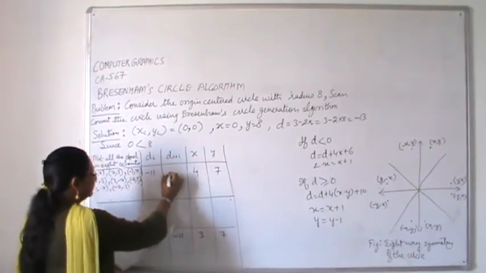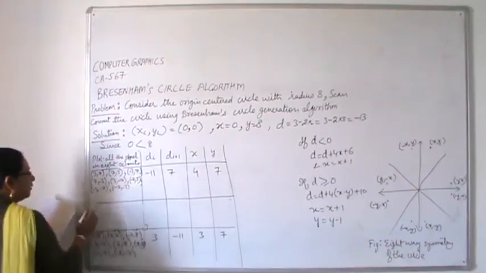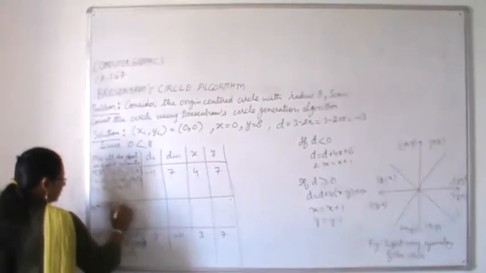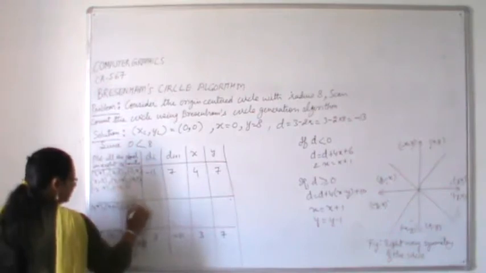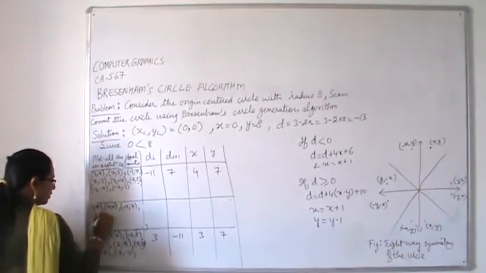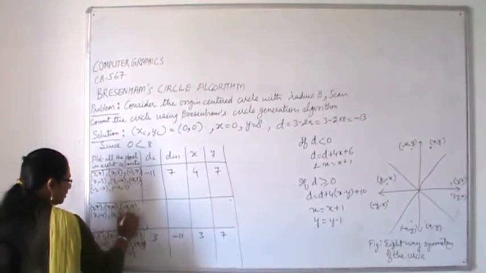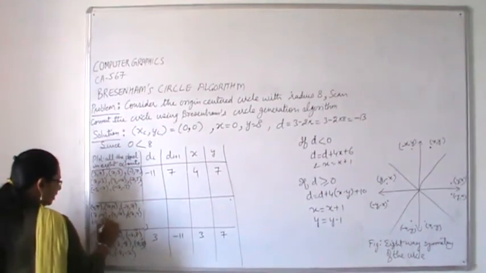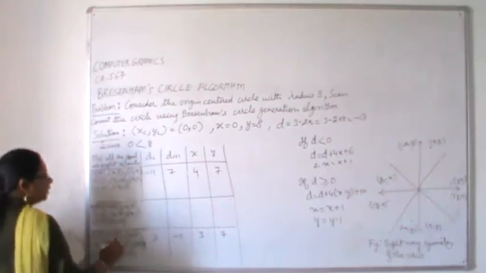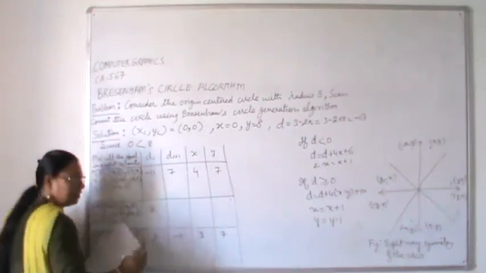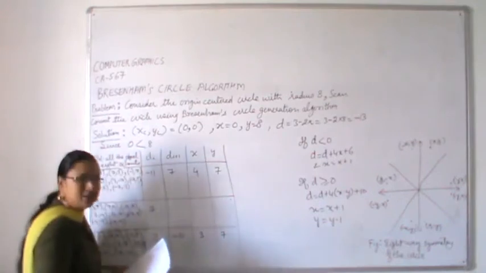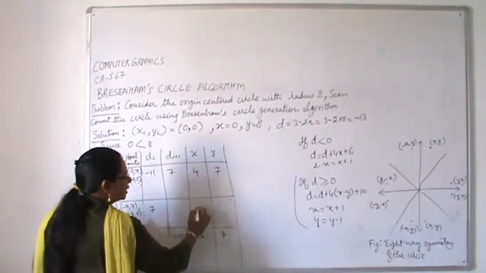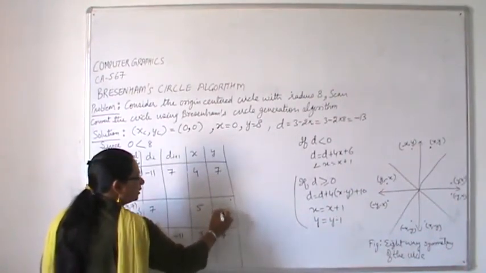And it will come out 7. Now again we have to plot (4, 7), (7, 4), (-4, 7), (7, -4), (4, -7), (-7, 4), (-4, -7) and (-7, -4). Now the value of d is 7, so that is greater than 0. So we have to calculate by using this condition. We have to increment x by 1, that is 5, and decrement y by 1, that is 6.